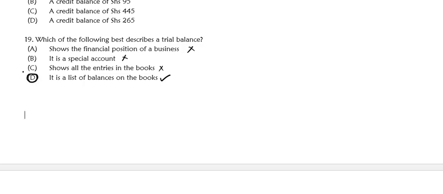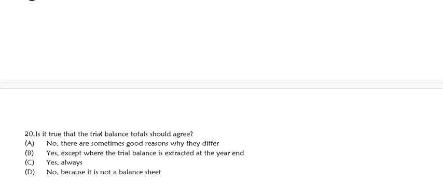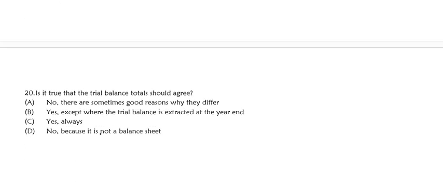The rest are distractors. Is it true that a trial balance should agree? No. There are sometimes good reasons why they differ. No. Yes, except when the trial balance is at year end. That one is wrong. Yes, always. Trial balance should agree. Yes, they should always agree. So here the answer is C. D, no, because it's not currency. No, that one is wrong. So the trial balance should always agree.